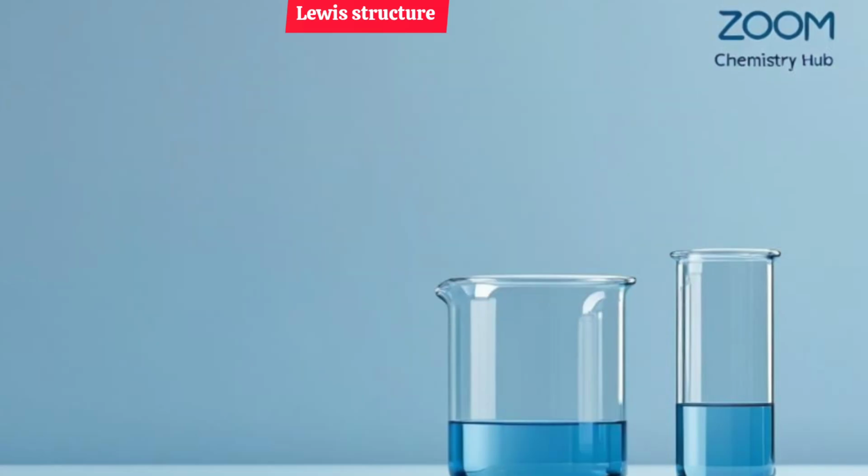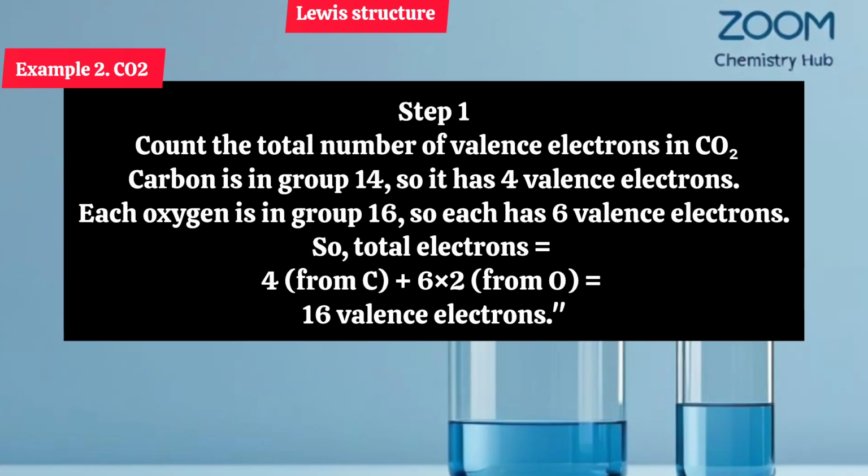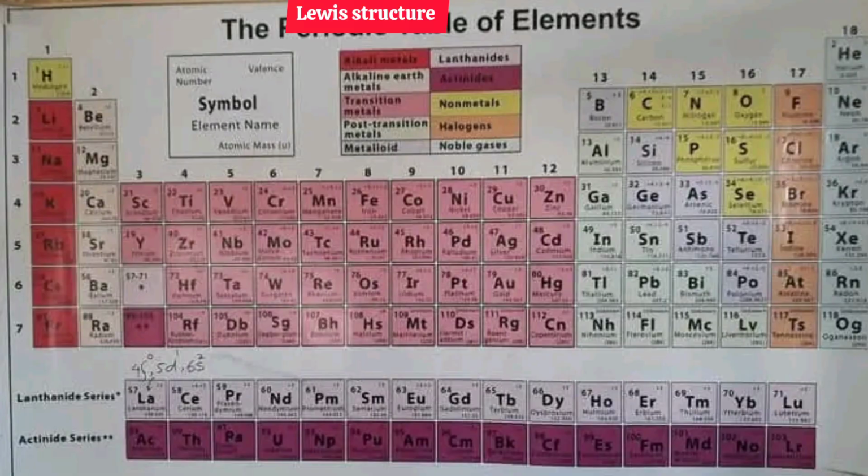Now we will take another example, carbon dioxide. So in the first step we will count the total number of valence electrons in the carbon dioxide molecule. First we write the formula, that is CO2. Carbon belongs to group 14, so it has 4 valence electrons. Similarly, oxygen belongs to group 16, so it has 6 valence electrons.